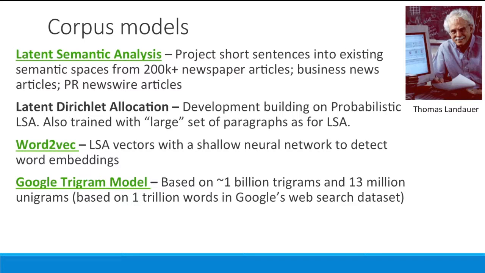Google Trigram is based on about 1 billion trigrams and 1 trillion total words from Google's web searches from 2006. Basically, you can get these massive files and look at how words belong together. If you look at the first and the third word of a trigram, you can figure out which words actually belong together.